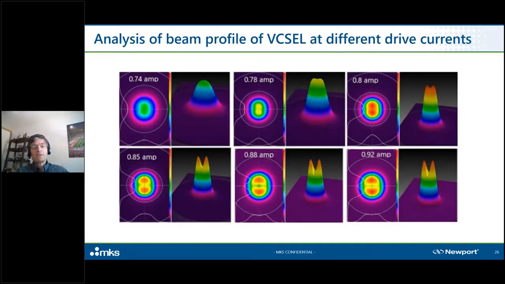And just to give you an idea of the types of results you can get with the diffuser method, this is a VCSEL at different drive currents. You can see at the lower drive currents, it apparently isn't lasing yet. It's acting more like an LED. As we continue to increase the drive current, you can start to see the structure in the beam. You get this two-peaked effect with this particular VCSEL. The one nice thing about the diffuser method is you get very pictorially striking photos that tell you what's going on with your beam.